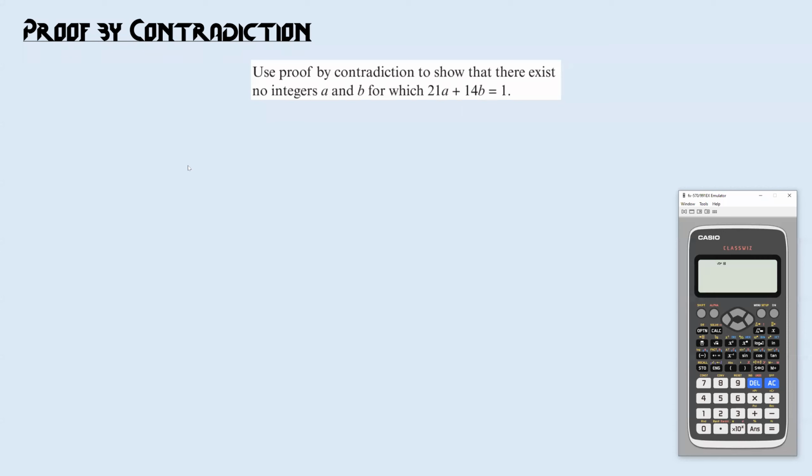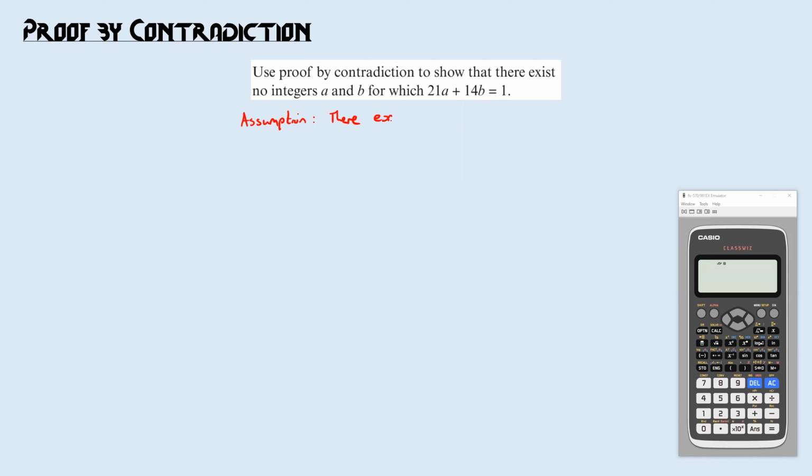It's: use proof by contradiction to show that there exist no integers a and b for which 21a plus 14b equals 1. I'm just going to write that out to start with. Obviously, the contradiction here is that there are no integers, so I'm going to assume that there are integers. My assumption here is there exists an a and b for which 21a plus 14b is 1.